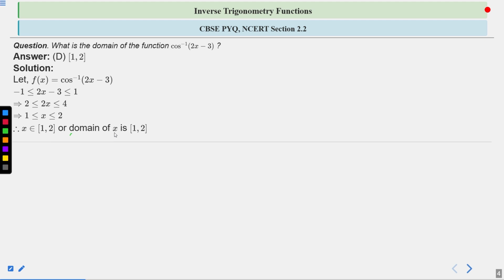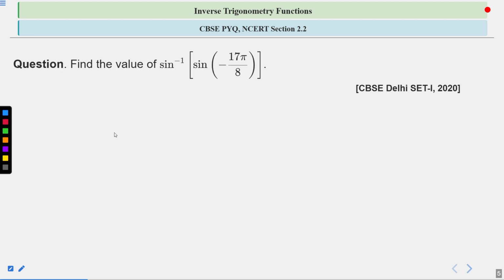Okay, let us move to the next question. This question says we basically have to find the value of sine inverse sine of minus 17 pi by 8, right? So what can we do?